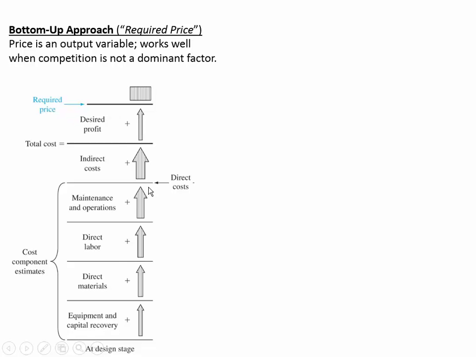And then those two things together, the costs and the profit, give you the price that needs to be charged for each item that's selling or for the project. And so that's the bottom-up approach. It seems very straightforward, and it's only used, though, in the real world. It's predominantly used when competition is not a dominant factor.